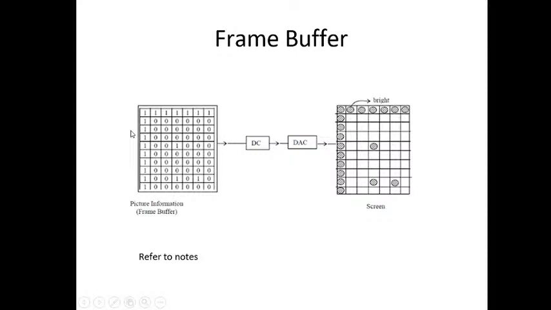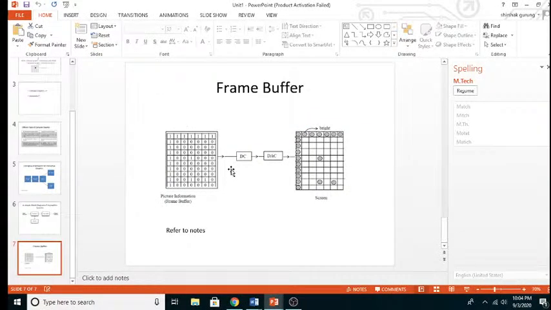This entire memory is called a bit plane, or frame buffer, and this is your screen full of pixels. All this group of pixels, or all these groups of bits that form an image, is also called your raster. These are the terms that you must remember. So let's go and see a little bit about the frame buffer.